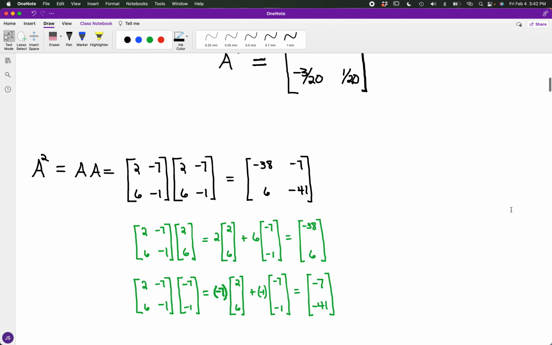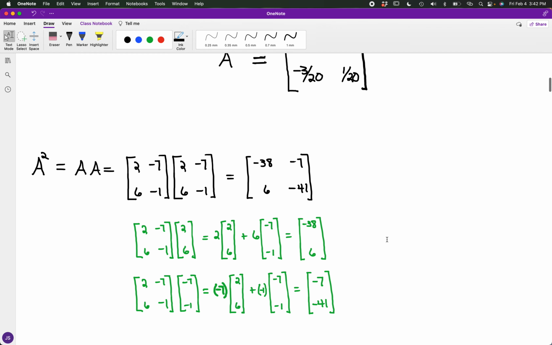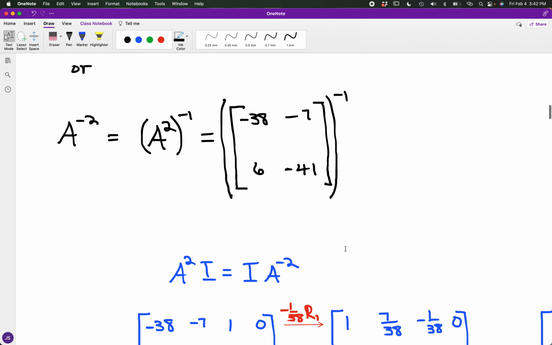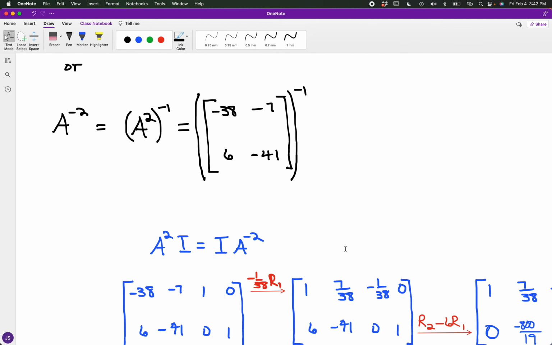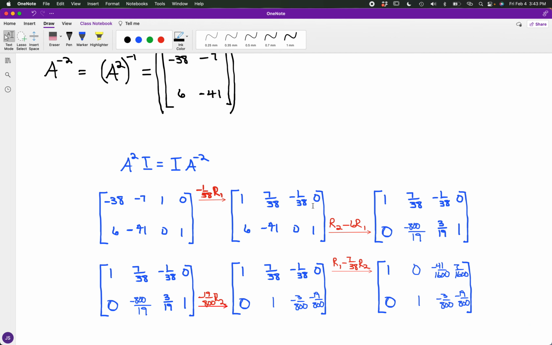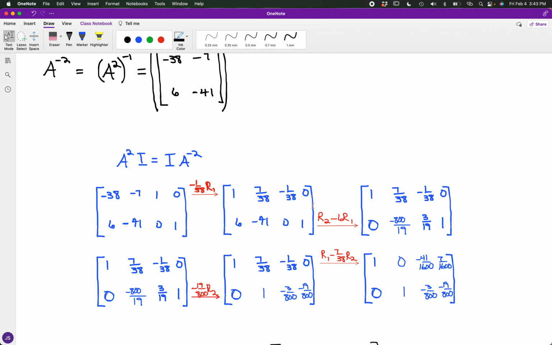And again, from earlier, we had that A squared consists of negative 38, negative 7 in the top row, and 6 and negative 41 on the bottom row. And with this approach, again, you have A to the negative 2. From our relation, utilizing the square of A, with A extended to A squared and the inverse of A extended to A to the negative 2, we can say that A squared I is equal to I times A to the negative 2.